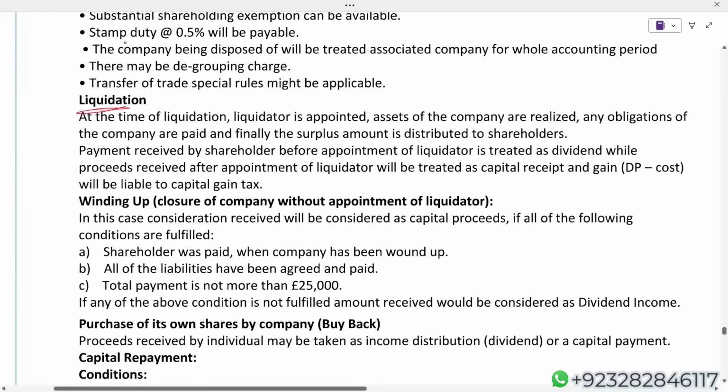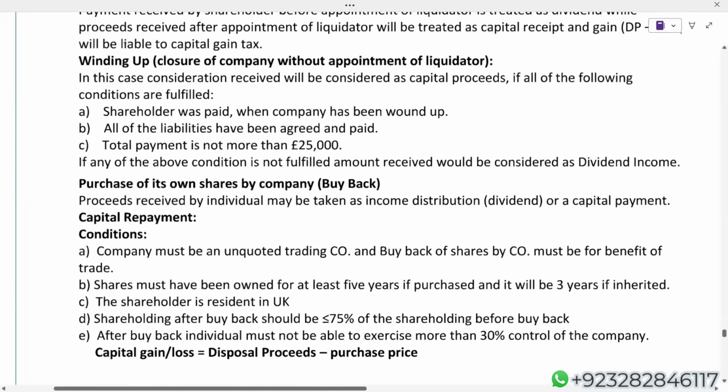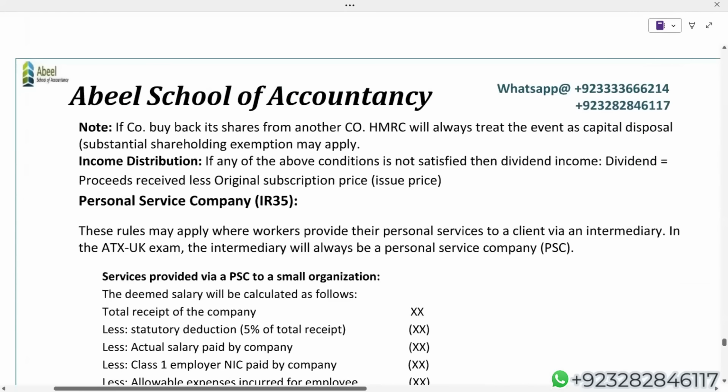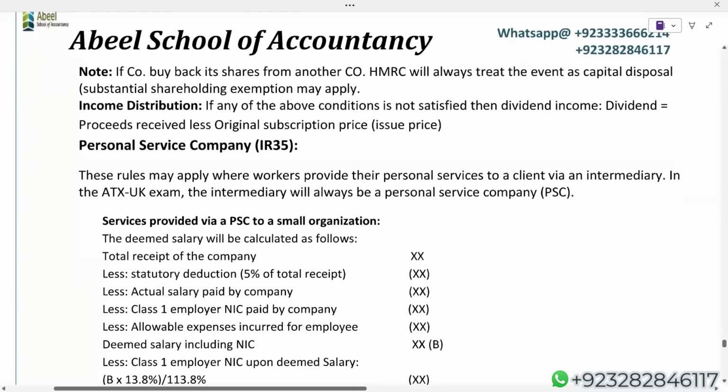Liquidations rule: you just have to read it once. When the capital repayment rule applies, and this is a very important point, if the capital repayment rule does not apply, then whatever income is coming is treated as dividend income. I think in the previous class we have discussed this capital rule.